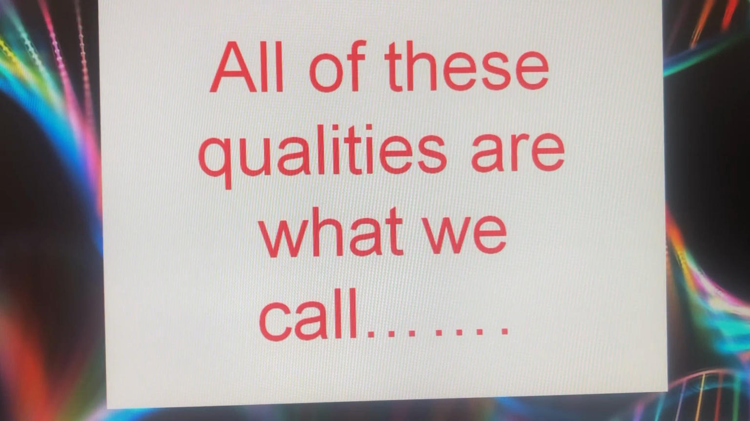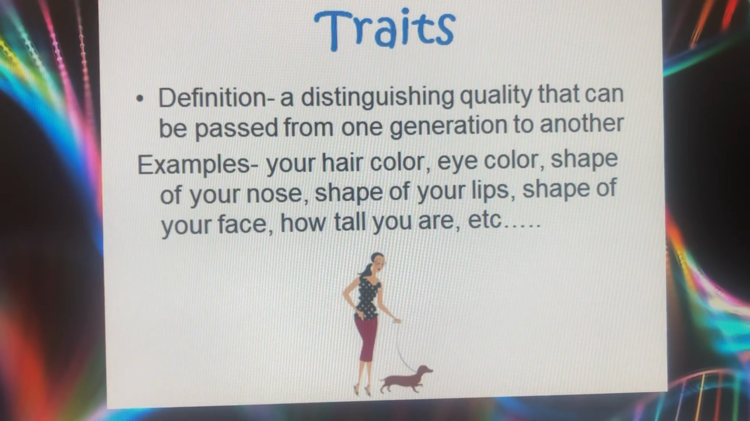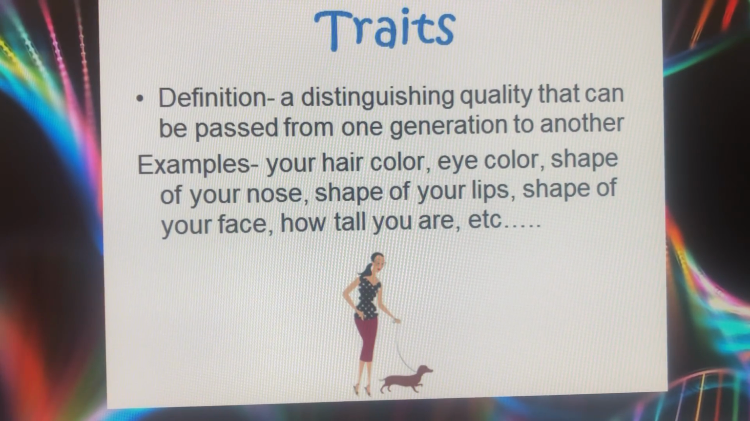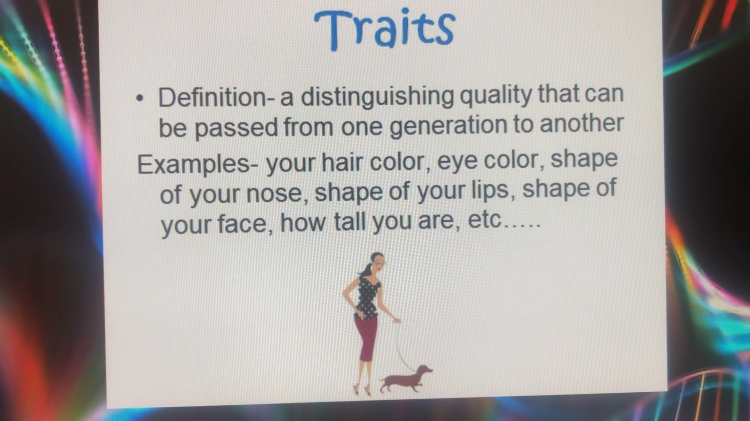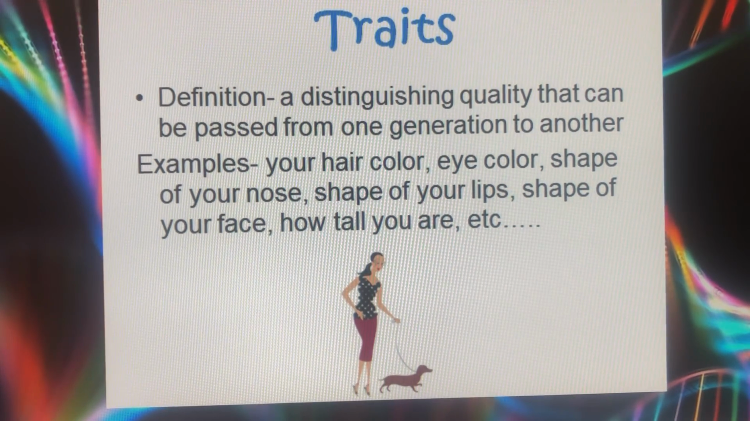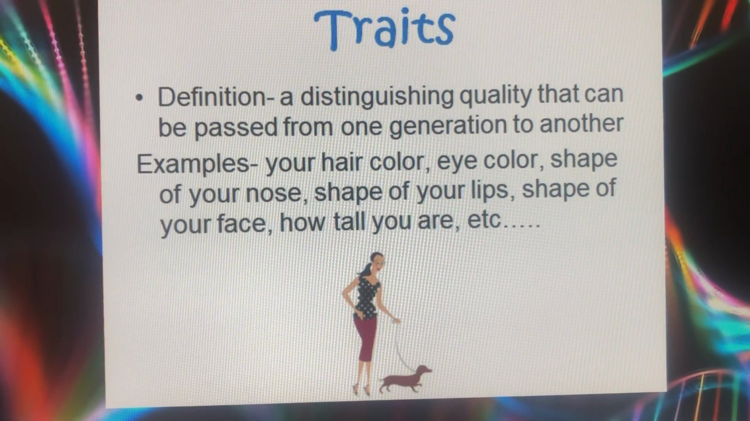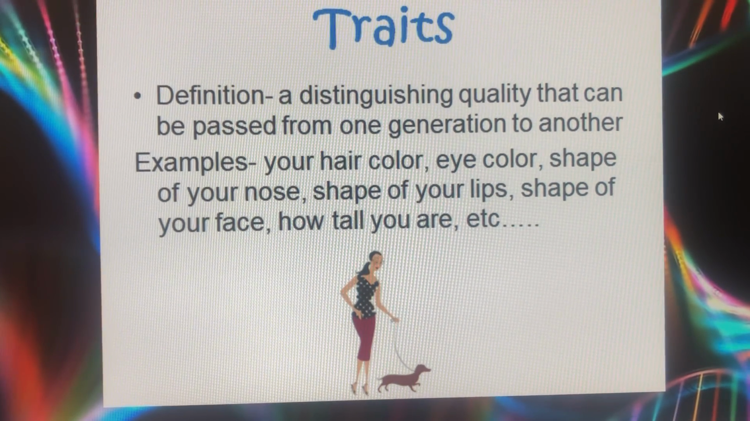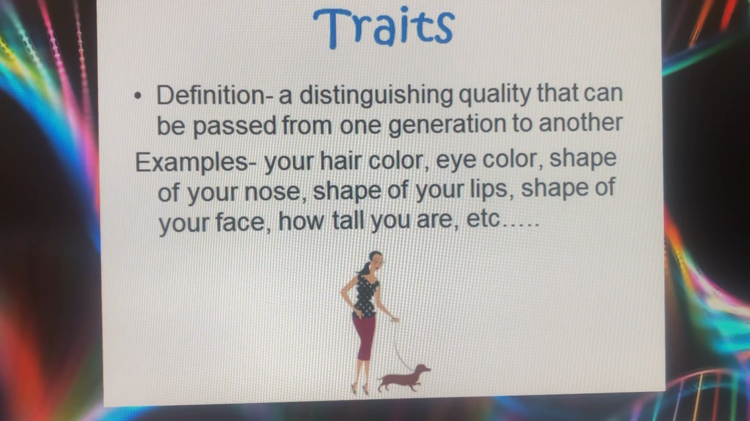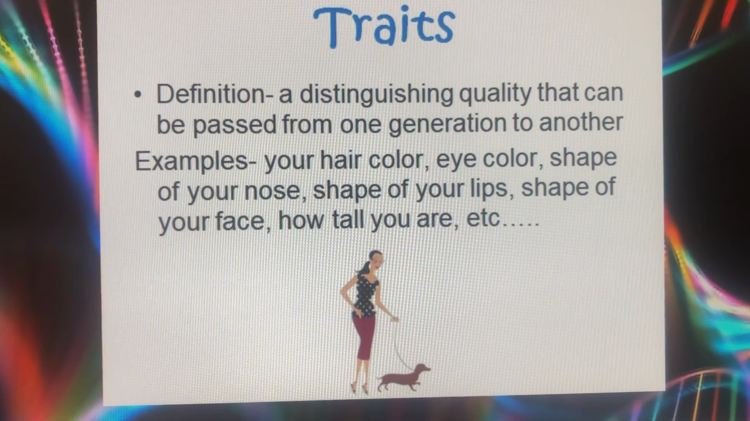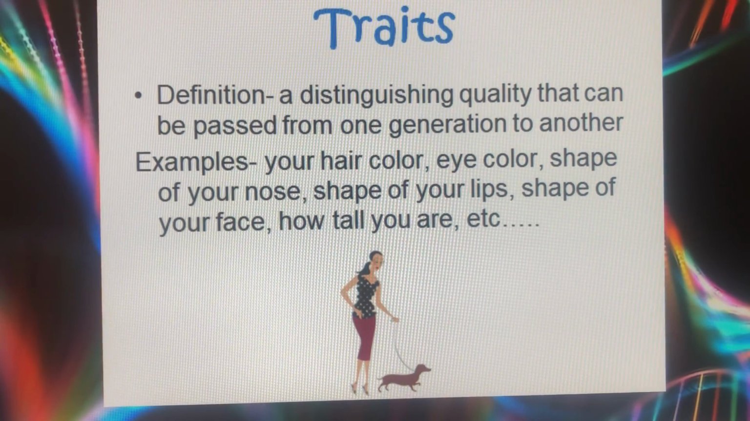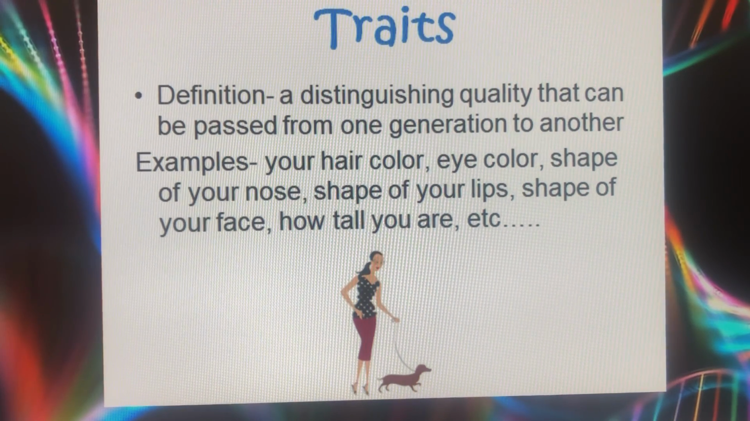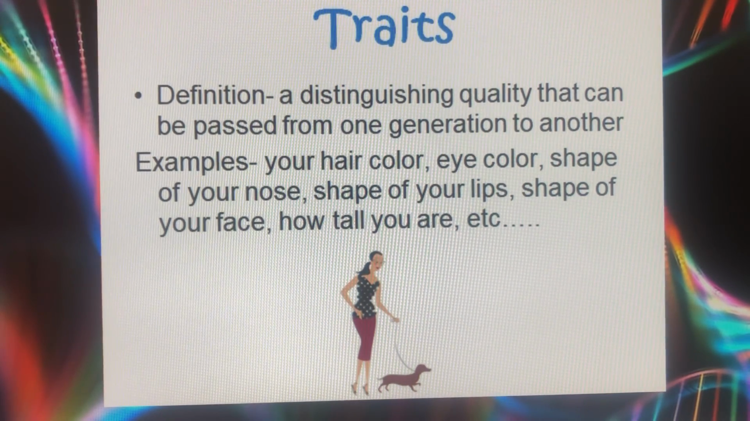All of these qualities are what we call traits. So the definition of traits is a distinguishing quality that can be passed from one generation to another. So it's what you receive from your mom and dad. Examples: your hair color, eye color, shape of your nose, shape of your lips, shape of your face, how tall you are, and there's many other types of traits.